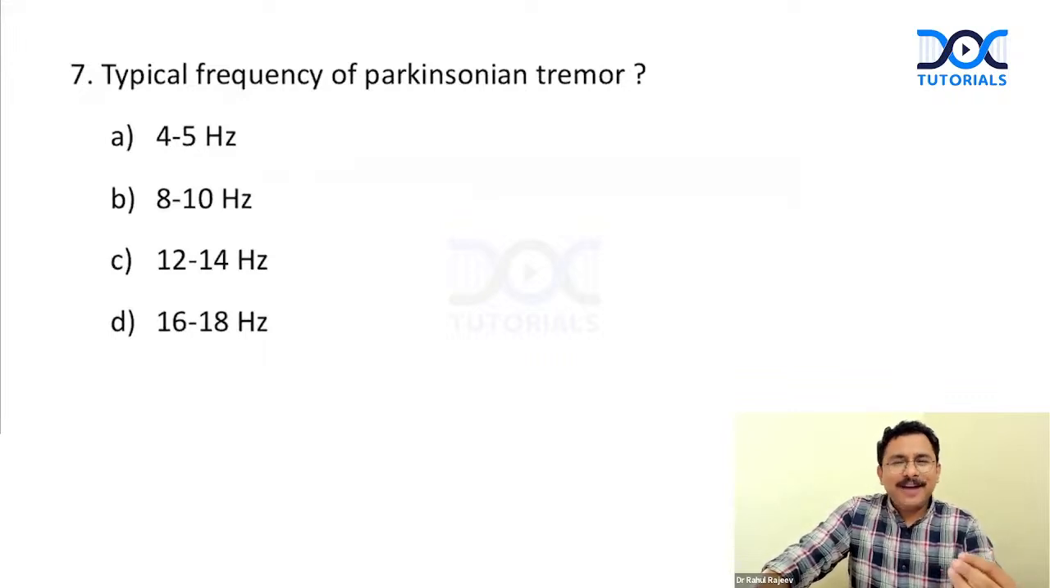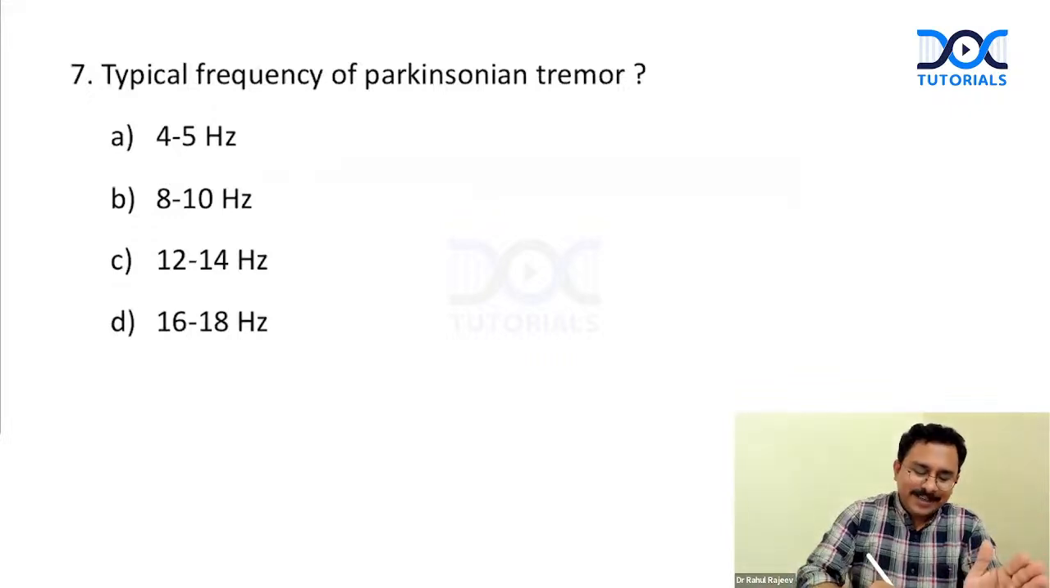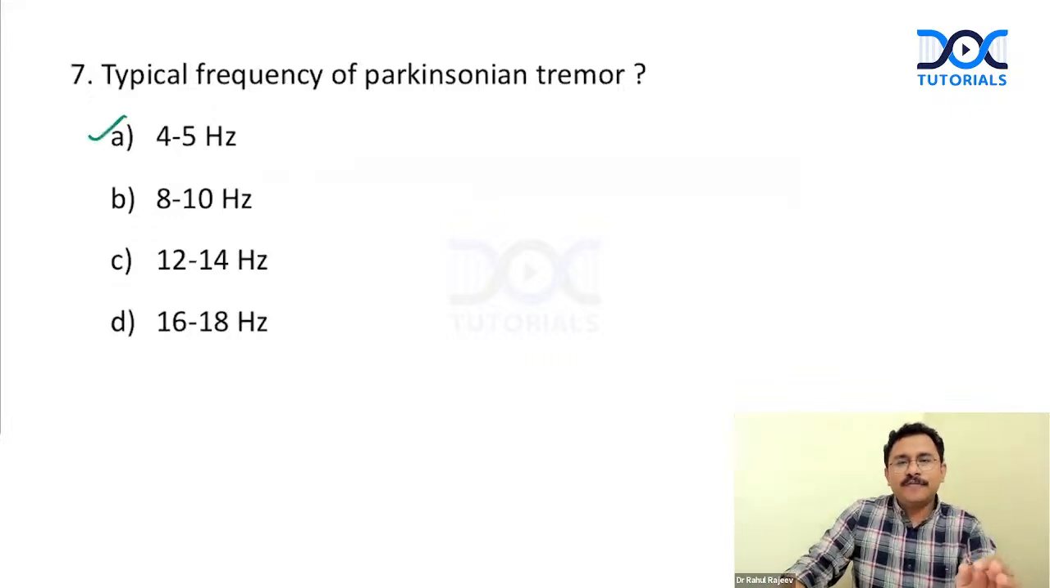Again, a factual question. The typical frequency of a Parkinsonian tremor. Is it 4 to 5 hertz, 8 to 10 hertz, 12 to 14 hertz, or 16 to 18 hertz? Well, this is a simple factual question. The answer is 4 to 5 hertz. In some textbooks, they give it as 4 to 6 hertz as well, which is the typical frequency of the Parkinsonian tremor. And what sort of tremor is seen in Parkinson's disease? It is a rest tremor, sometimes pill rolling. So this is 4 to 5 hertz.